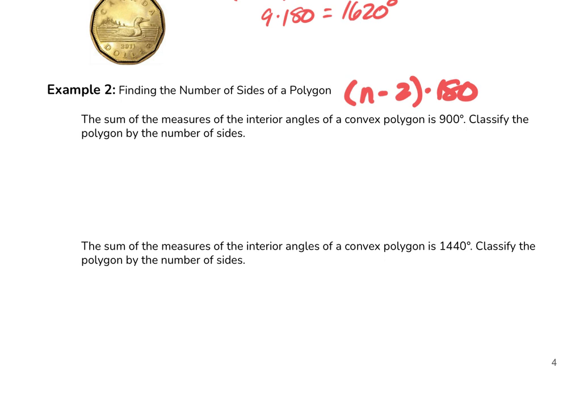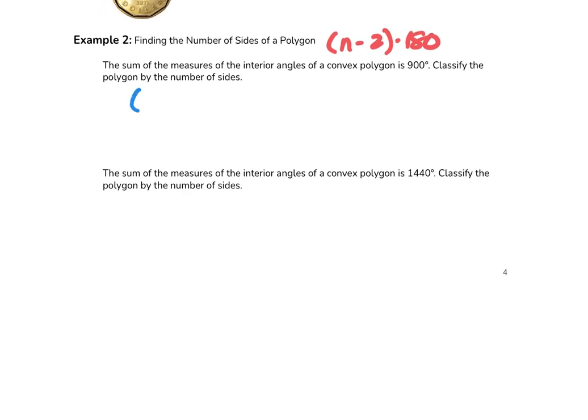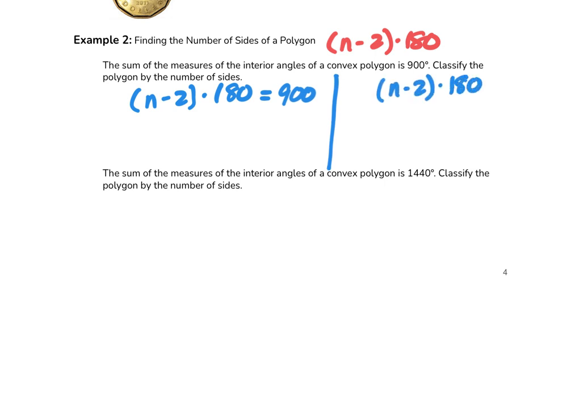So what we're going to do on this one is we're going to set the formula equal to 900. Okay, and there's two ways that you could solve this. I'm going to show you both ways, and you can decide which way you like better. And I won't do both ways every single time. But if most of us saw this, what would be the first thing we would have to do?